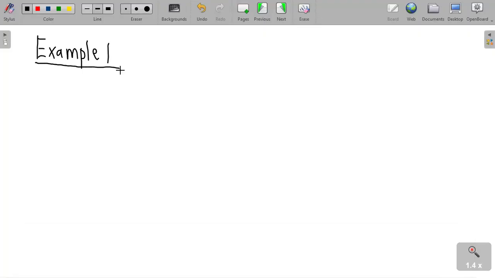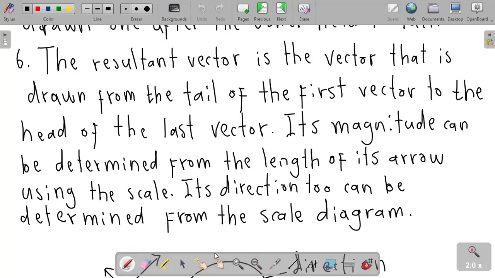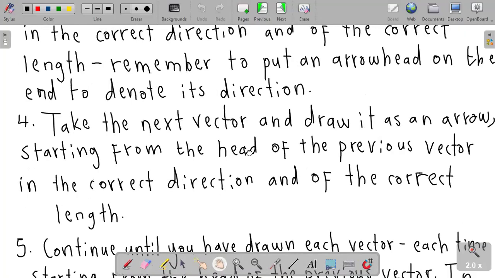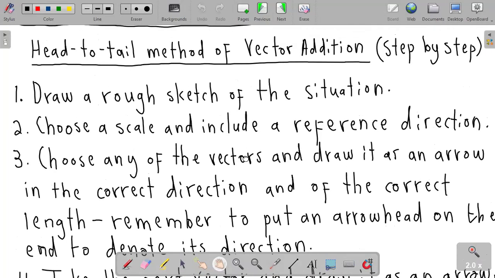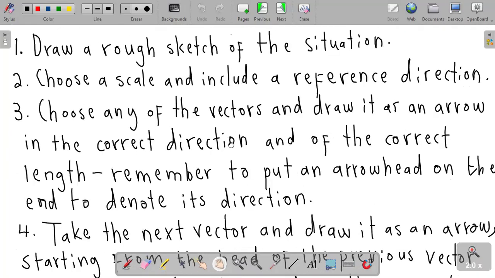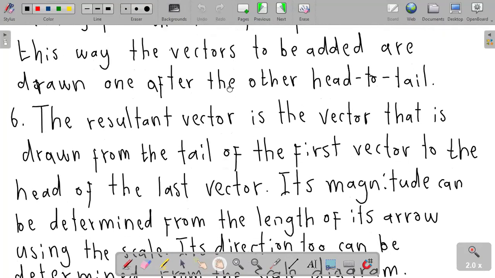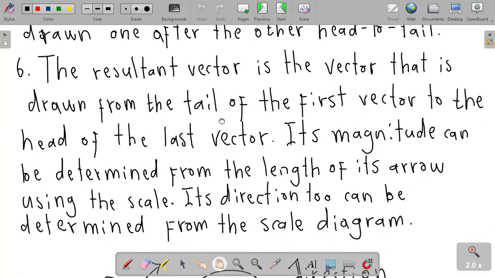We're going to do an example together using the tail to head method, using the step by step procedure until step 6. Remember, in the last lesson we talked about the steps that you follow, the head to tail method of vector addition, step by step. These 6 steps are what we're going to follow in order to get the resultant vector.